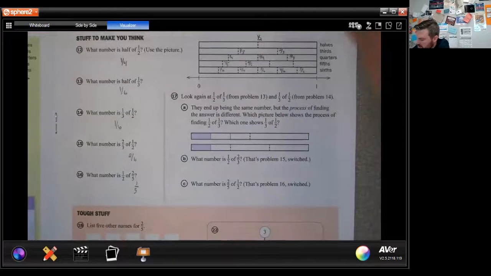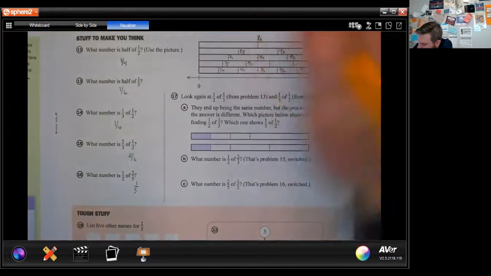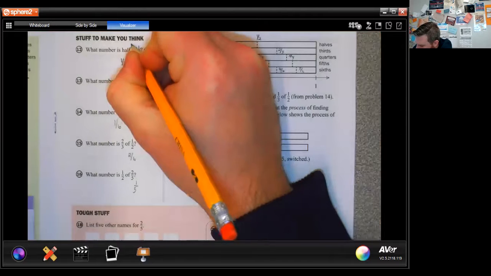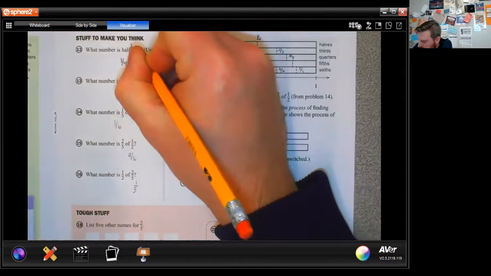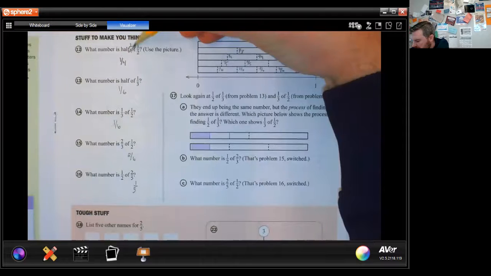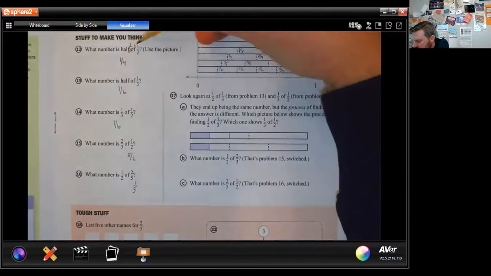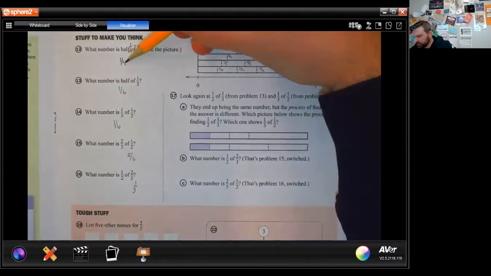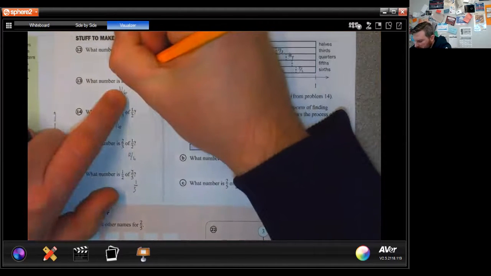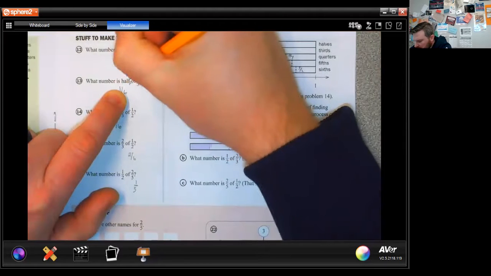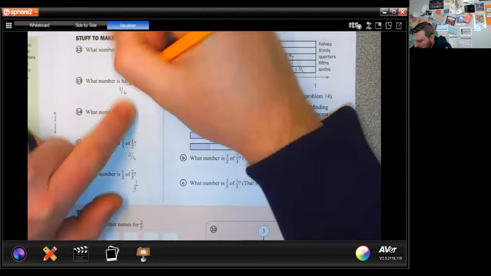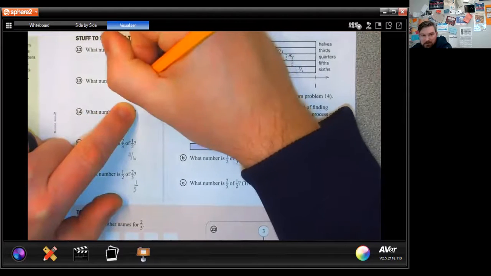Now, just kind of working ahead here, mathematically, we can figure this out without the picture. Remember, half is 1/2. If you see the word "of," it means multiply. So if you take 1/2 times 1/2, you will get 1/4. 1 times 1 is 1. 2 times 2 is 4. Same thing here. If you take 1/2 times 1/3, 1 times 1 is 1, and 2 times 3 is 6.